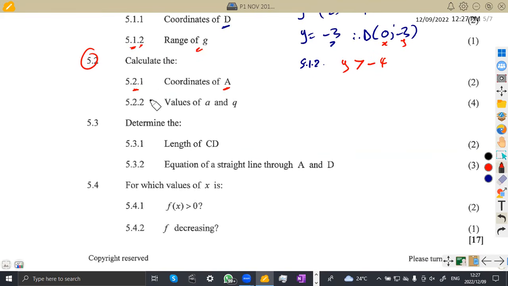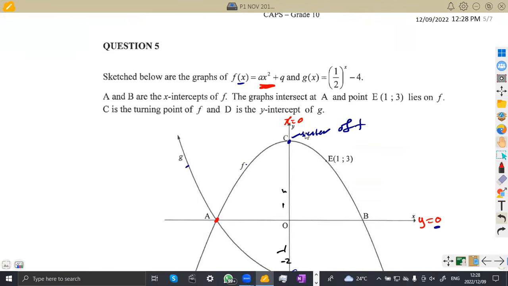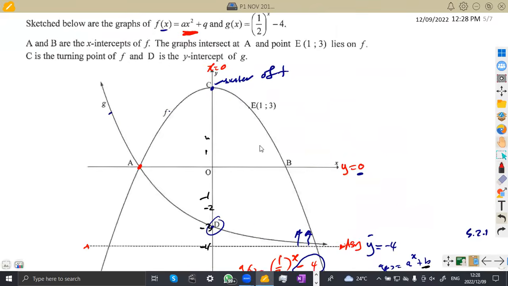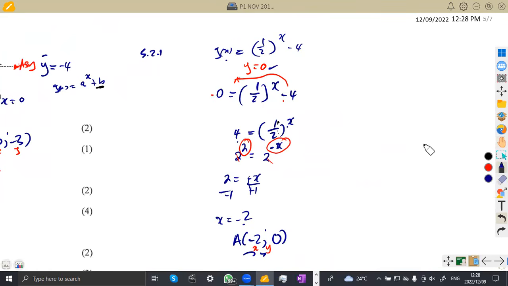The coordinates of A. 5.22, the values of a and q. So what are you going to do to obtain the values of a and q? The values of a and q are actually taken from the quadratic equation. Let's see where we have our quadratic here on top, which is f(x) = ax² + q. Let me just write it aside here, if we can have some space to work it out. So on 5.22, we are given that this is f(x), which was ax² + q.